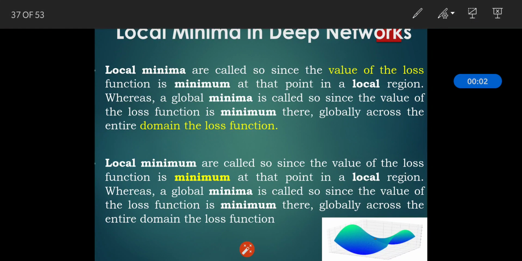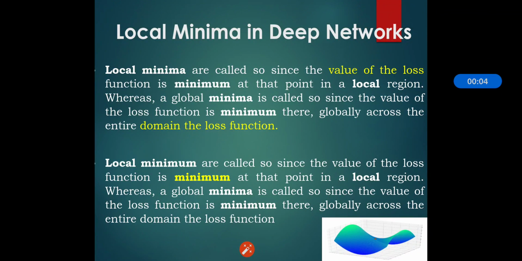So in this section we will see the local minima in deep networks. Local minima are called so because the value of the loss function is minimum at that point in a local region. So local minima is called local minima because the value of the loss function is minimum when we are talking about it in the local region.